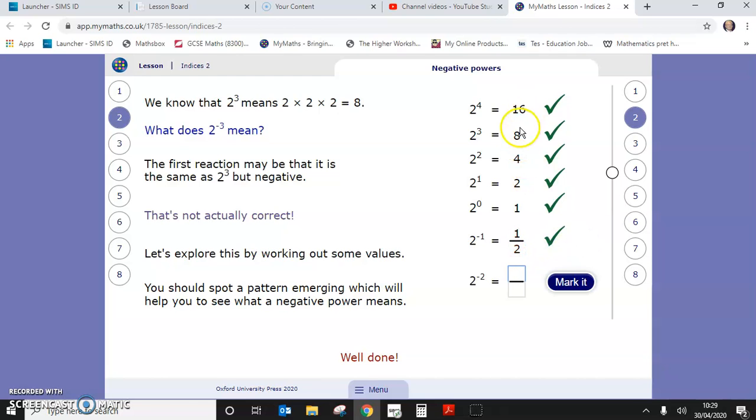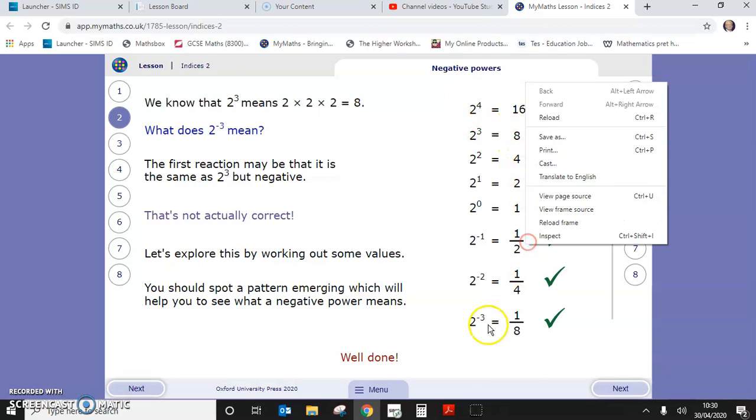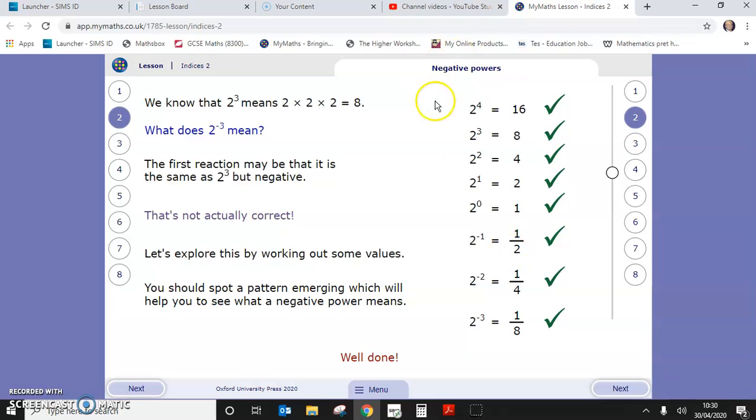And you can see it's half each time. So the next one is going to be a quarter. And the next one is going to be an eighth. Okay, so all that's happened is we've halved each of these numbers. So when I'm doing a power of 2 and it's reducing by 1 power each time, the number is going to halve.